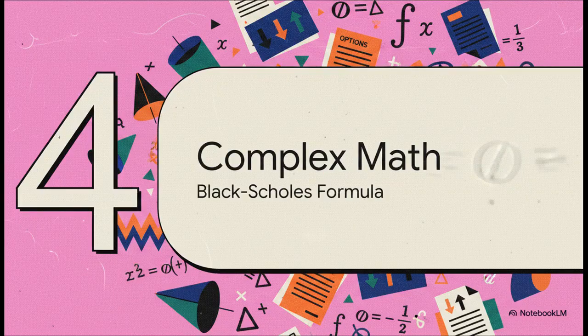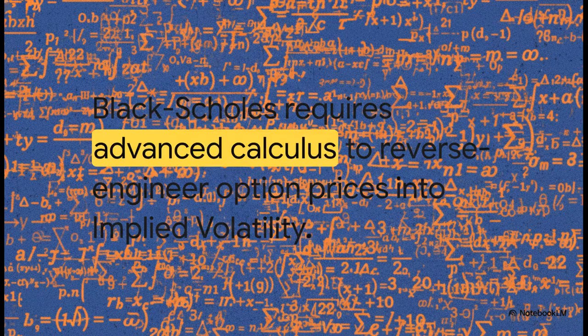Which brings us to part 4, Black-Scholes and complex math. And yeah, we have to acknowledge the elephant in the room here. The math behind calculating implied volatility can seem, frankly, terrifying for most of us. The Black-Scholes formula requires heavy 12th grade level calculus just to reverse engineer option prices. You've got to take the fluctuating prices of calls and puts, plug them into this massive complex equation, and work backward just to spit out the implied volatility percentage. If you don't understand advanced calculus, it can feel like a totally impenetrable wall.